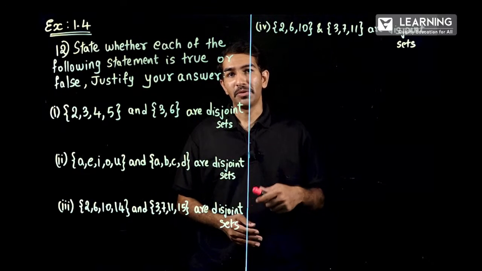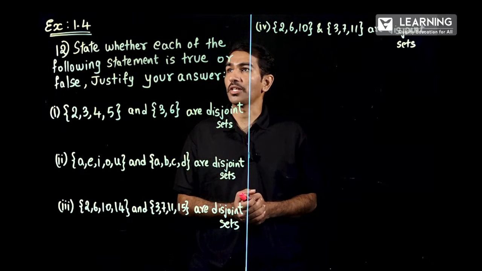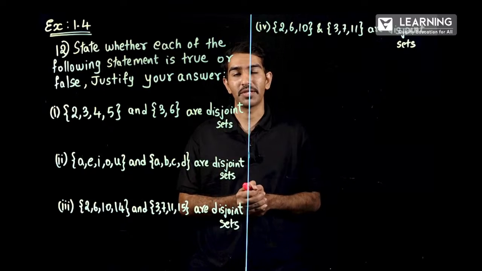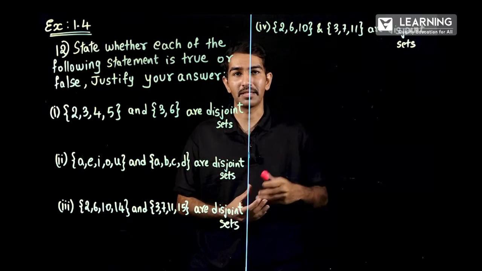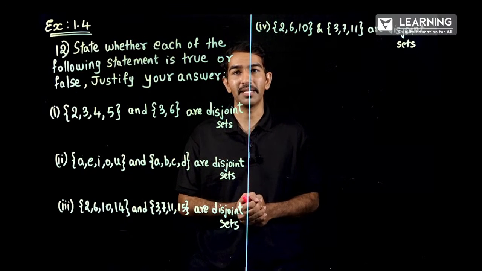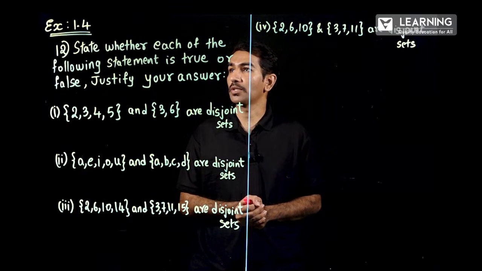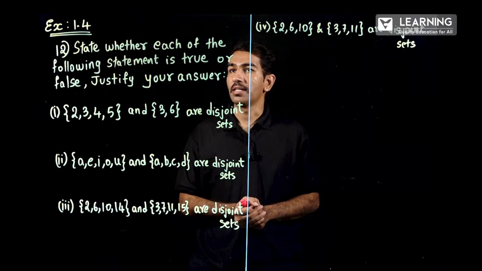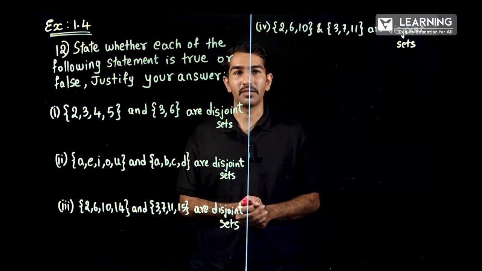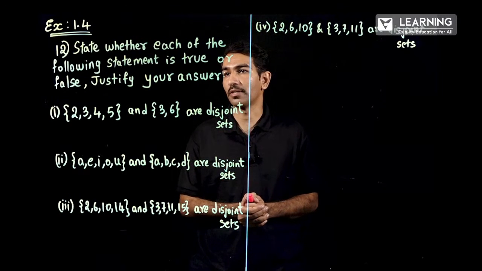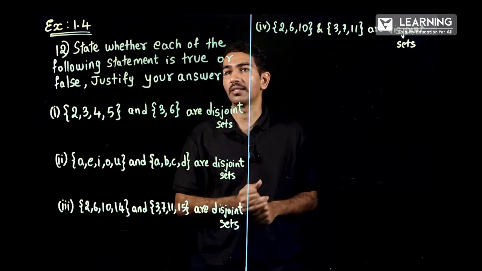Okay, students, moving on to the next question. This is the last question of exercise 1.4. As soon as we finish this, we'll be starting with exercise 1.5. All right, the 12th question of exercise 1.4. State whether each of the following statements is true or false. You have to just tell whether it is true or false, and also you have to justify your answer.